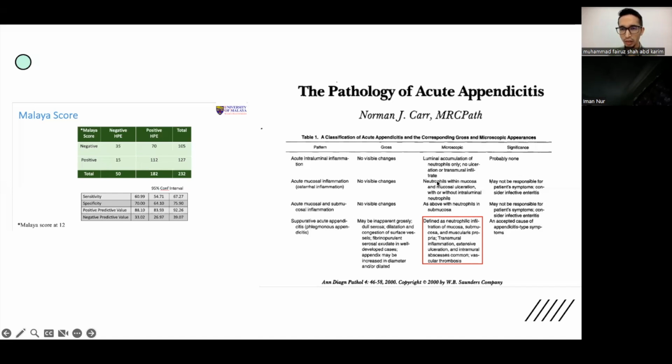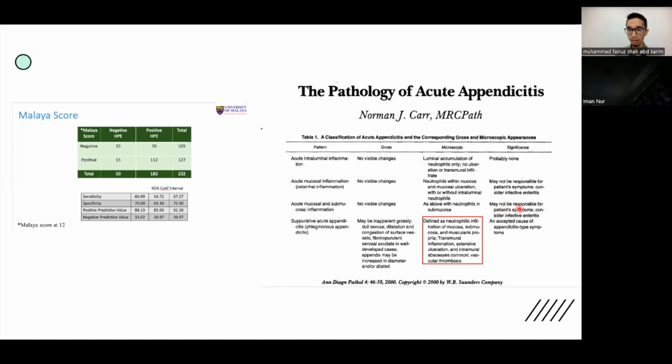If it's just a bit of neutrophil within the mucosa, as you can see here, a small accumulation of neutrophils is probably not significant. If it's just neutrophils within the mucosa or mucosal ulceration, maybe it is not responsible for the patient's symptoms. Maybe the patient does not have acute appendicitis, and you need to consider something else, for example infective enteritis. Or if the neutrophils are just above the submucosa, again, it may not be responsible for the patient's symptoms.